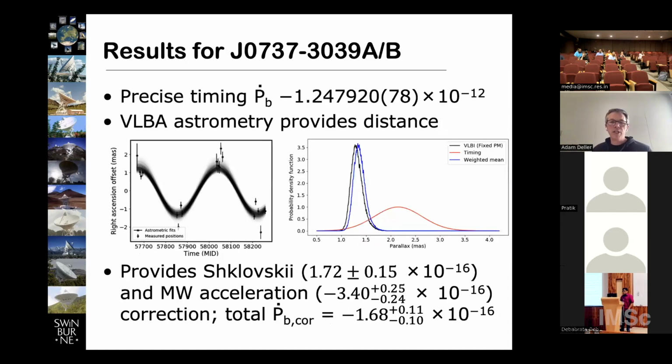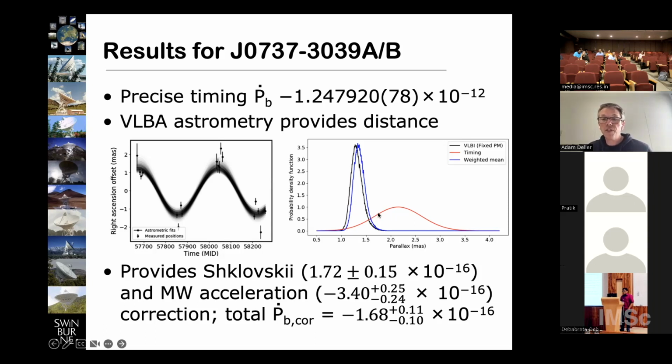And so the double pulsar 0737−3039 was a fantastic system, and is a fantastic system, for doing this. It's very precisely measured, the orbital period derivative, as shown at the top here. And we did some VLBI astrometry there to provide the distance to the source. And so I'm just showing here the effect of the parallax on the right ascension of the pulsar as a function of time, with that same bootstrap plot that I was showing earlier. And then from that, we can get a distance.